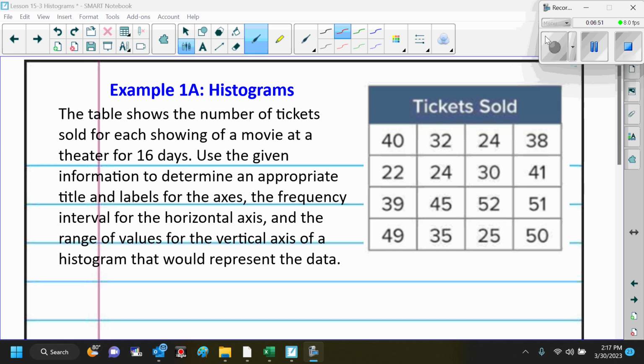So let's analyze this situation. Example 1 says, the table shows the number of tickets sold for each showing of a movie at a theater for 16 days. We want to use the given information to determine an appropriate title and labels for the axes, for the X and Y axis. The frequency interval for the horizontal axis, and the range of the values for the vertical axis and the histogram that would represent the data.